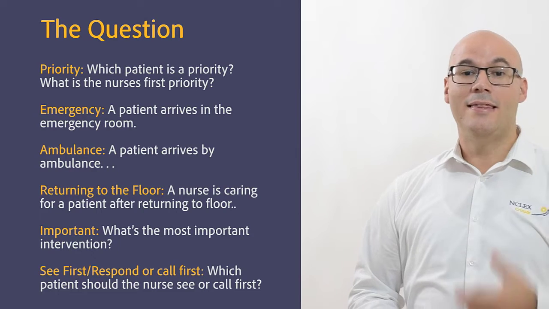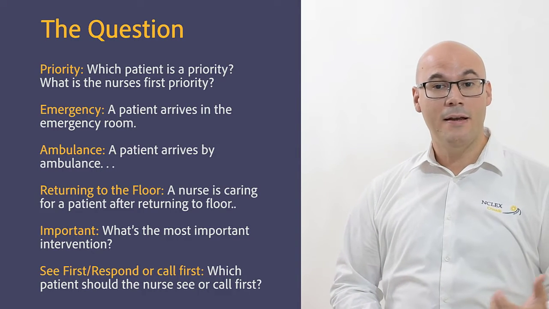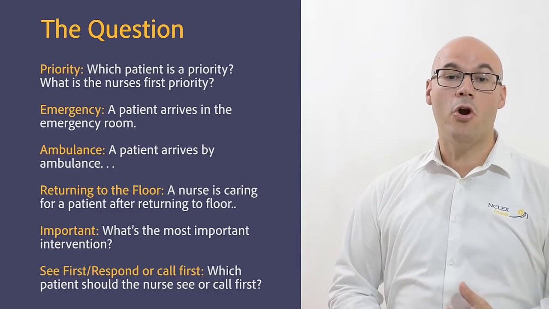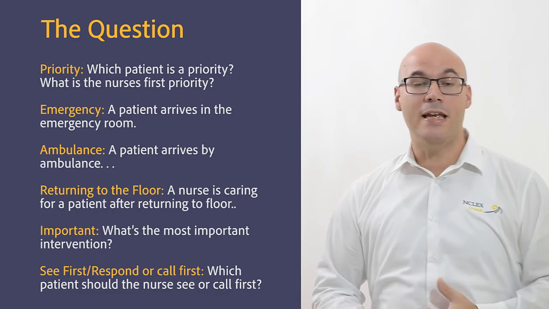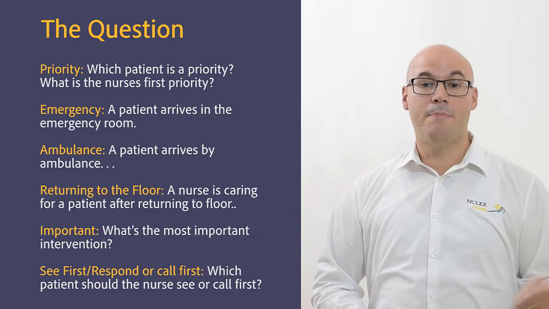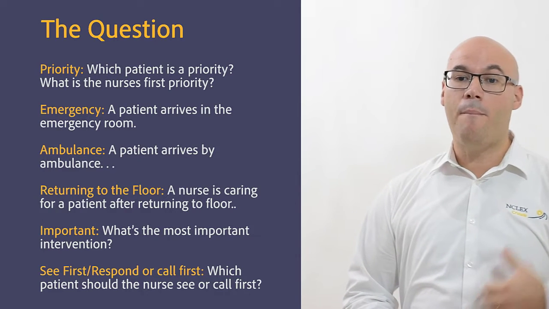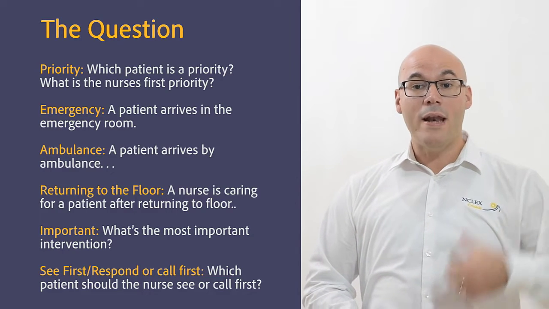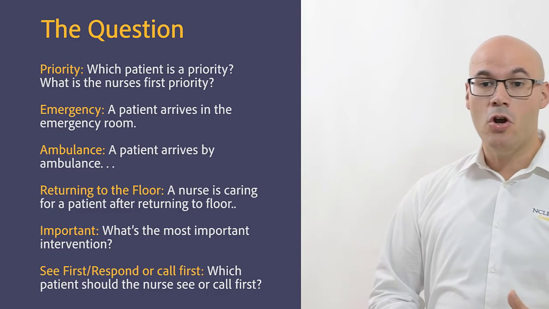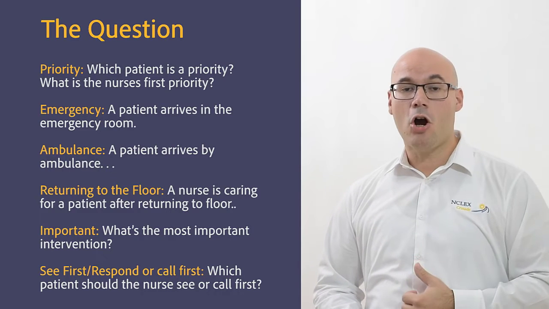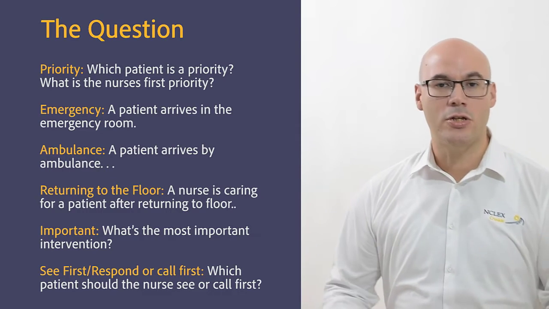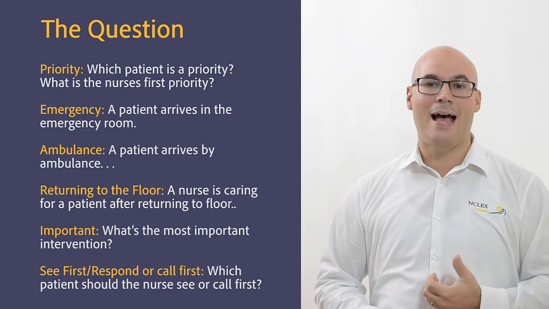Which patient is a priority? What is the nurse's first priority? It is very simple to understand that this is a priority question, but sometimes the question does not even mention the word priority and it's still a priority question, such as a patient arrives in the emergency room, a patient arrives by ambulance, a nurse is caring for a patient after returning to the floor. What is the most important intervention, or which patient should the nurse see or call first? All those are examples of priority questions, but students do not see it as clear.